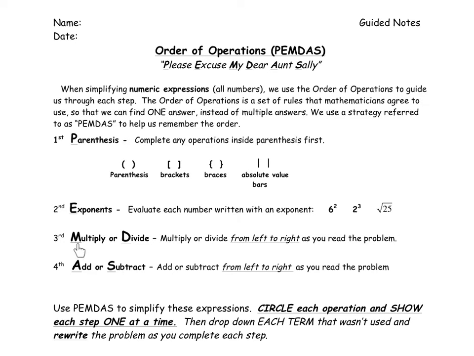So we complete all multiplication and all division before we can go on to adding and subtracting. When we add or subtract, we do it from left to right as we read the problem. Again, addition is not more important than subtraction. They're both equals. So we do whatever we see first as we read the problem from left to right. So let's get started.